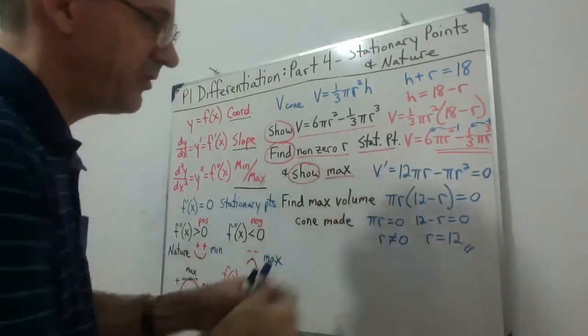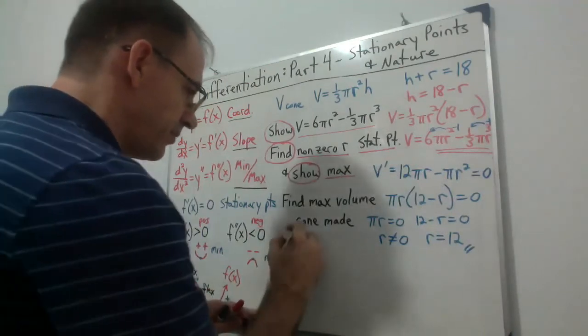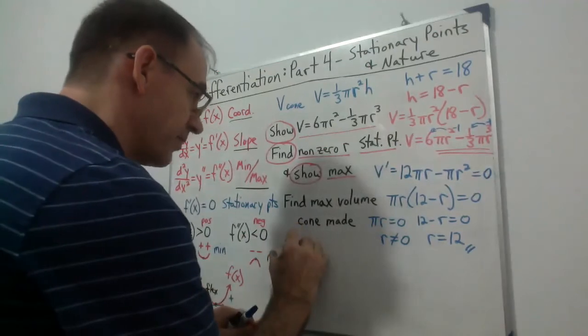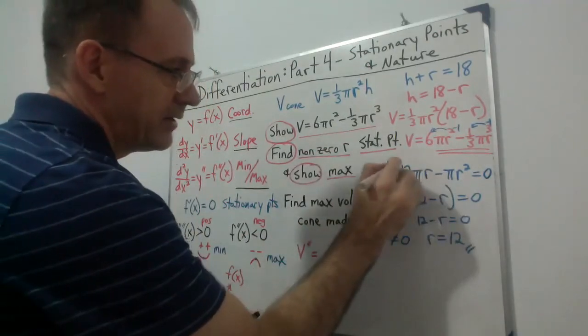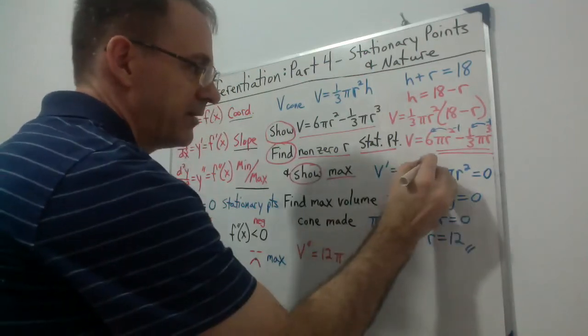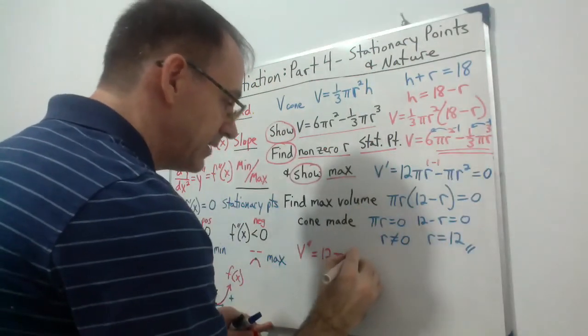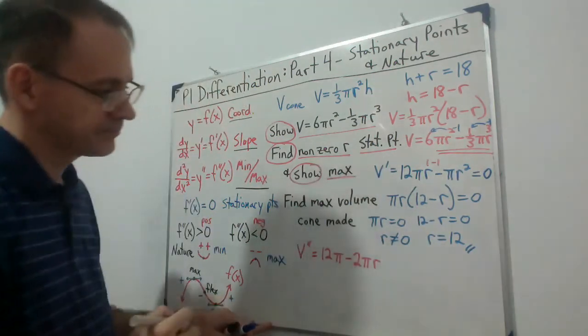Okay, so that means we need to do the second derivative here. If we do the second derivative, I guess I can do it in red here. So the second derivative would be 1 times 12 pi is 12 pi. Then the 1 minus 1, the r cancels. Here, multiply 2 to the front, minus 2 pi r.